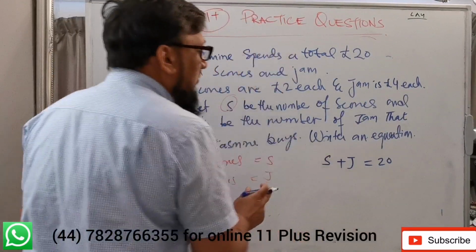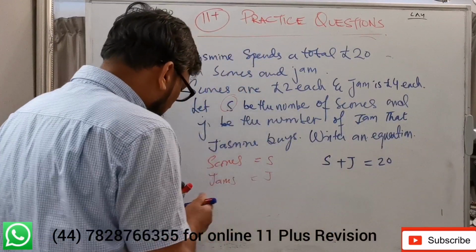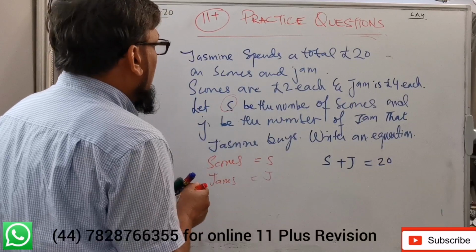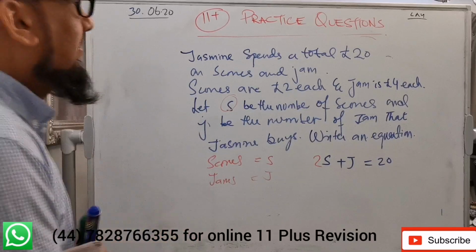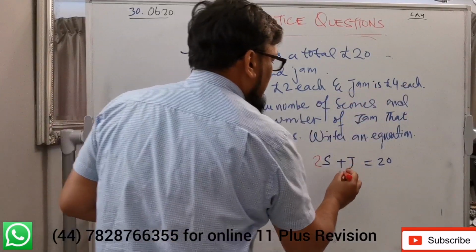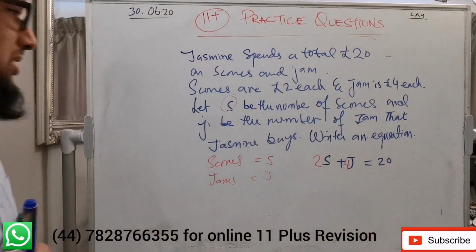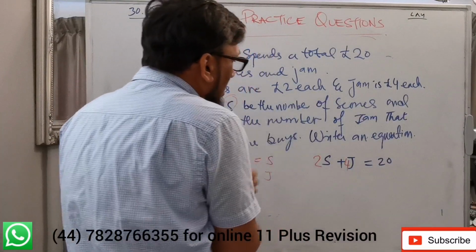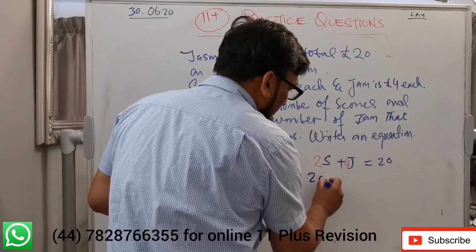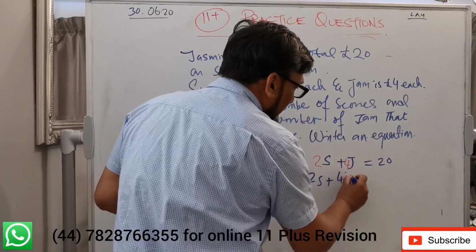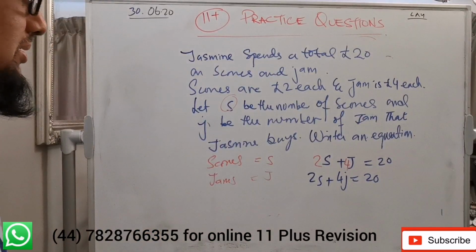So how much for a scone? Each scone price is 2, so I can write down 2S. And the price for jam is 4, so I can write down 4J. So the equation for this one is 2S plus 4J equal to 20. This is your final answer.